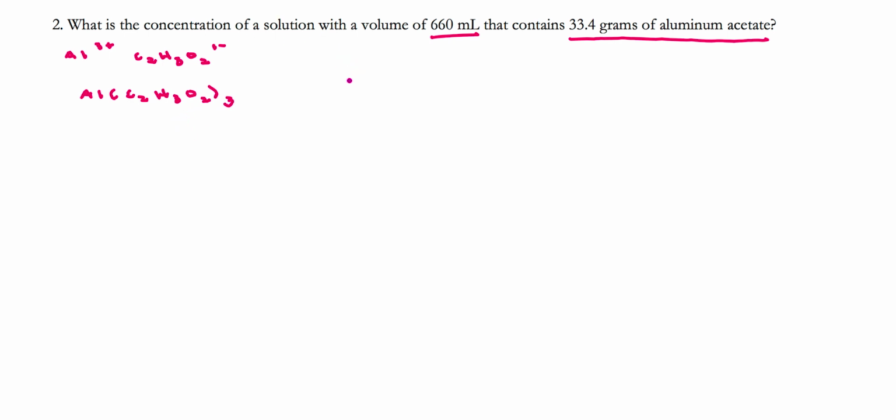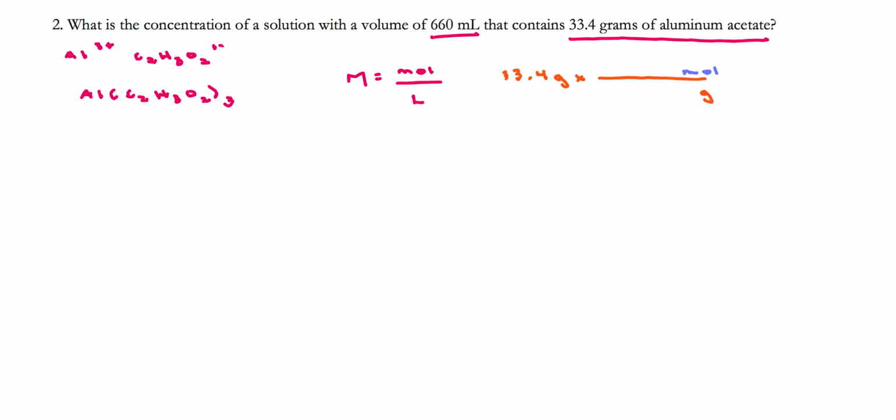Okay, so now remember molarity, which is what I'm solving for, equals your moles of your solute divided by your liters of solution. Okay, so for moles, I know I have 33.4 grams of my solute. I need to first get that into moles. So I'm going to get out of grams by putting grams on bottom and moles up top. I now need to determine the molar mass of aluminum acetate.